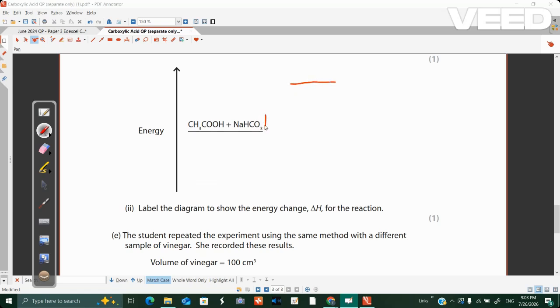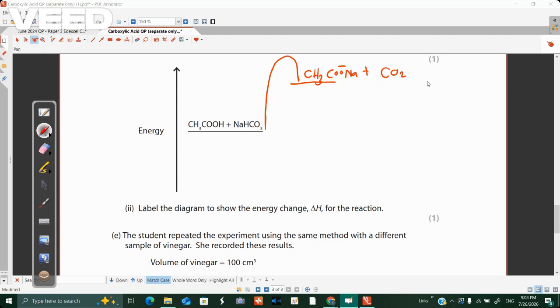So therefore energy is absorbed, so the product level must be like this. All the products must be written. This endothermic reaction: CH3COONa, carbon dioxide plus water. Yeah, it is balanced, right? Carbon dioxide gas, H2O liquid, aqueous.